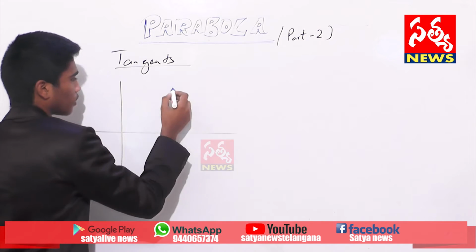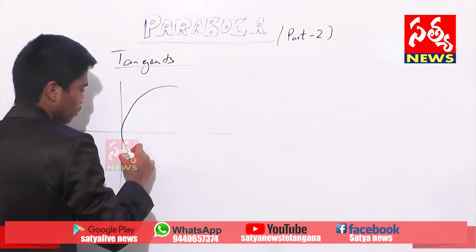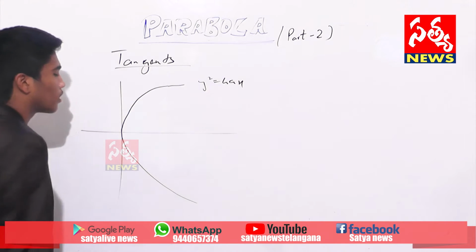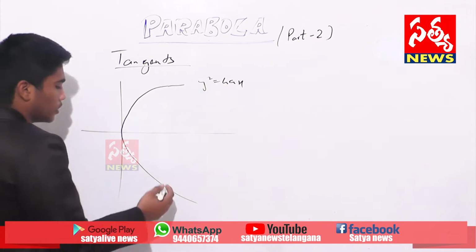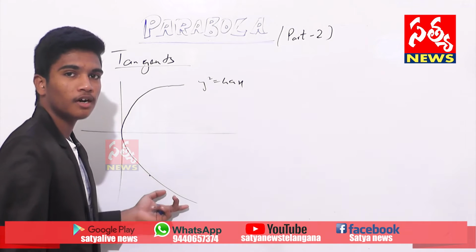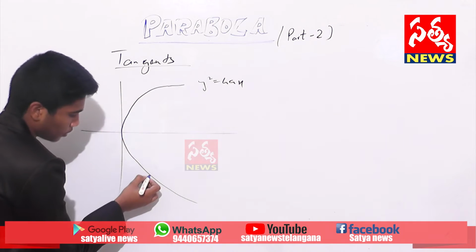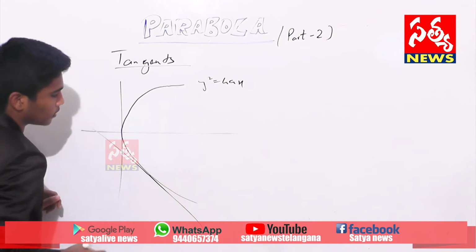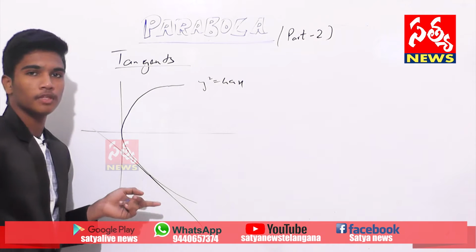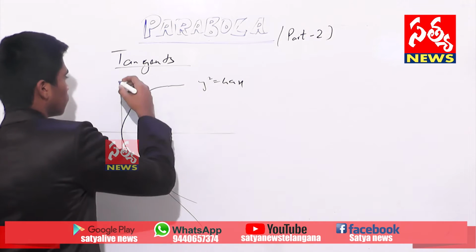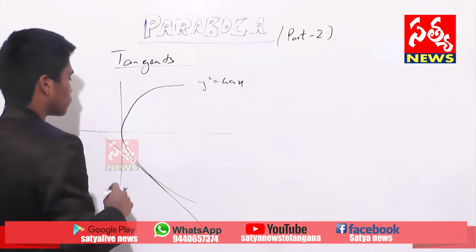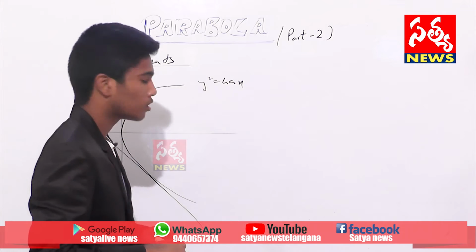First of all, let's draw a parabola of equation y square equals 4ax, and see here, what is a tangent? A tangent is a line touching the curve only at one point. For example, this is a tangent, right? This is the only point that touches the graph y square equals 4x, or the curve. See here, the y-axis is also a tangent to the curve y square equals 4x.